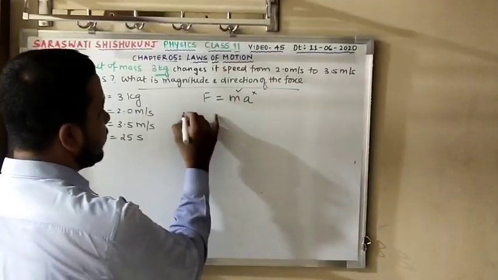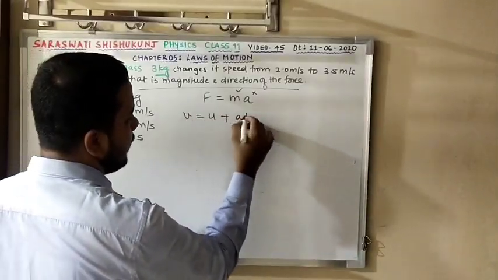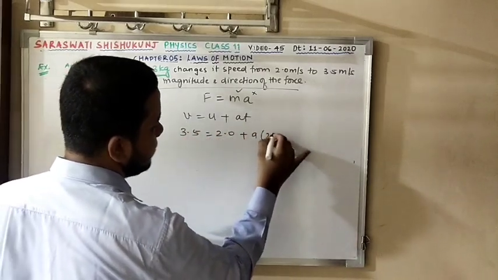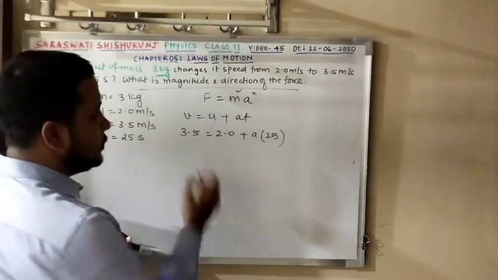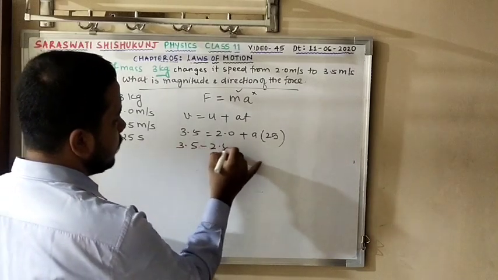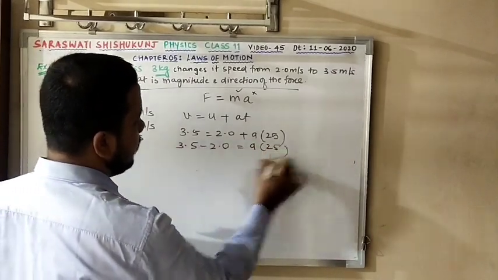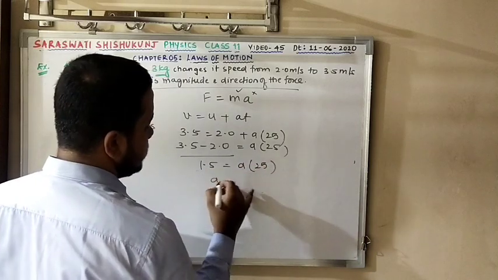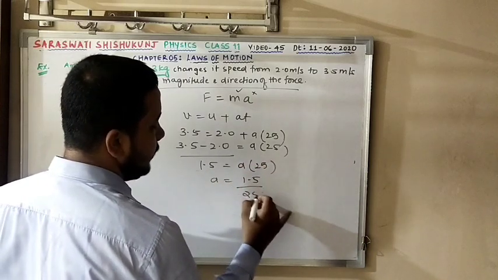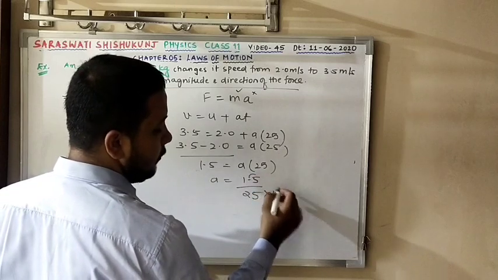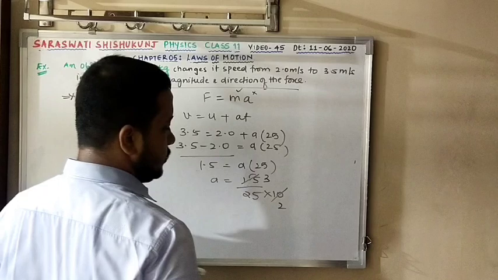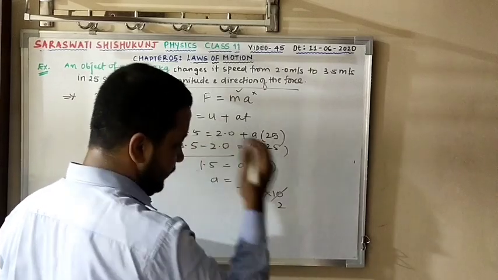Very good. How can I calculate acceleration? v is equal to u plus at. Final is 3.5. Initial is 2. Acceleration I don't know and time is 25 seconds. Yes or no? So 3.5 minus 2 is equal to a into 25. So this is 1.5, that is equal to a into 25. So my answer for a is 1.5 divided by 25. So this is 10 over here. 5 2s are 10. Yes or no? So your answer is 3 divided by 50.